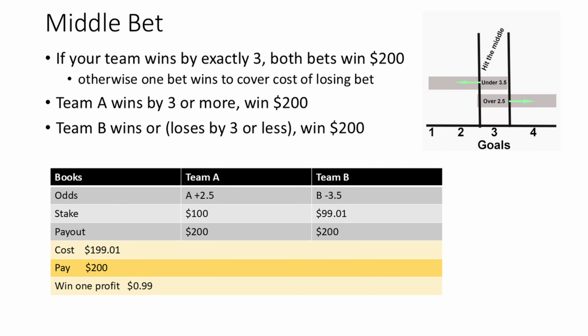A middle bet has three cases. One case where one team scores over some number of points, another case where the other team scores under some number of points. The final case is the middle bet where both events occur.